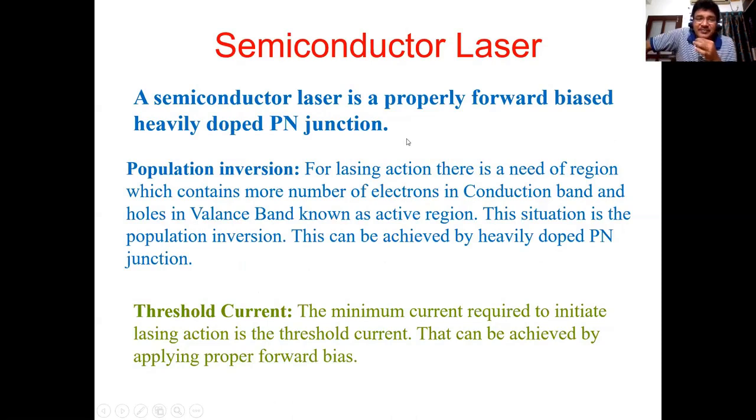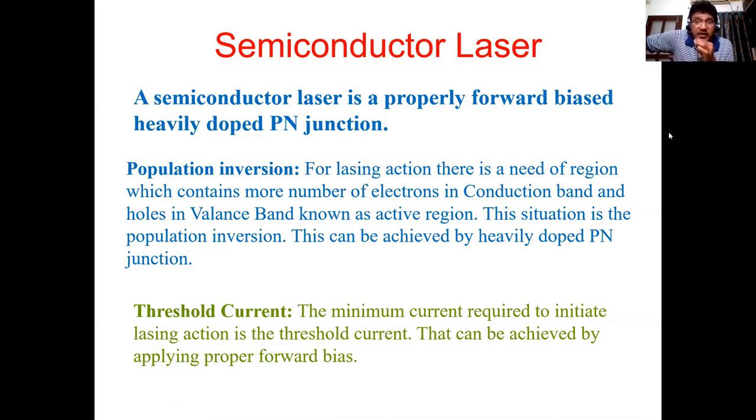So what is a semiconductor laser? A semiconductor laser is a properly forward biased, heavily doped PN junction. What is the necessity of heavy doping? To get more electrons in the conduction band and holes in the valence band. What is the meaning of more electrons in the conduction band and holes in the valence band? That is nothing but population inversion. So how can we achieve population inversion in a semiconductor laser? We achieve it by heavy doping.